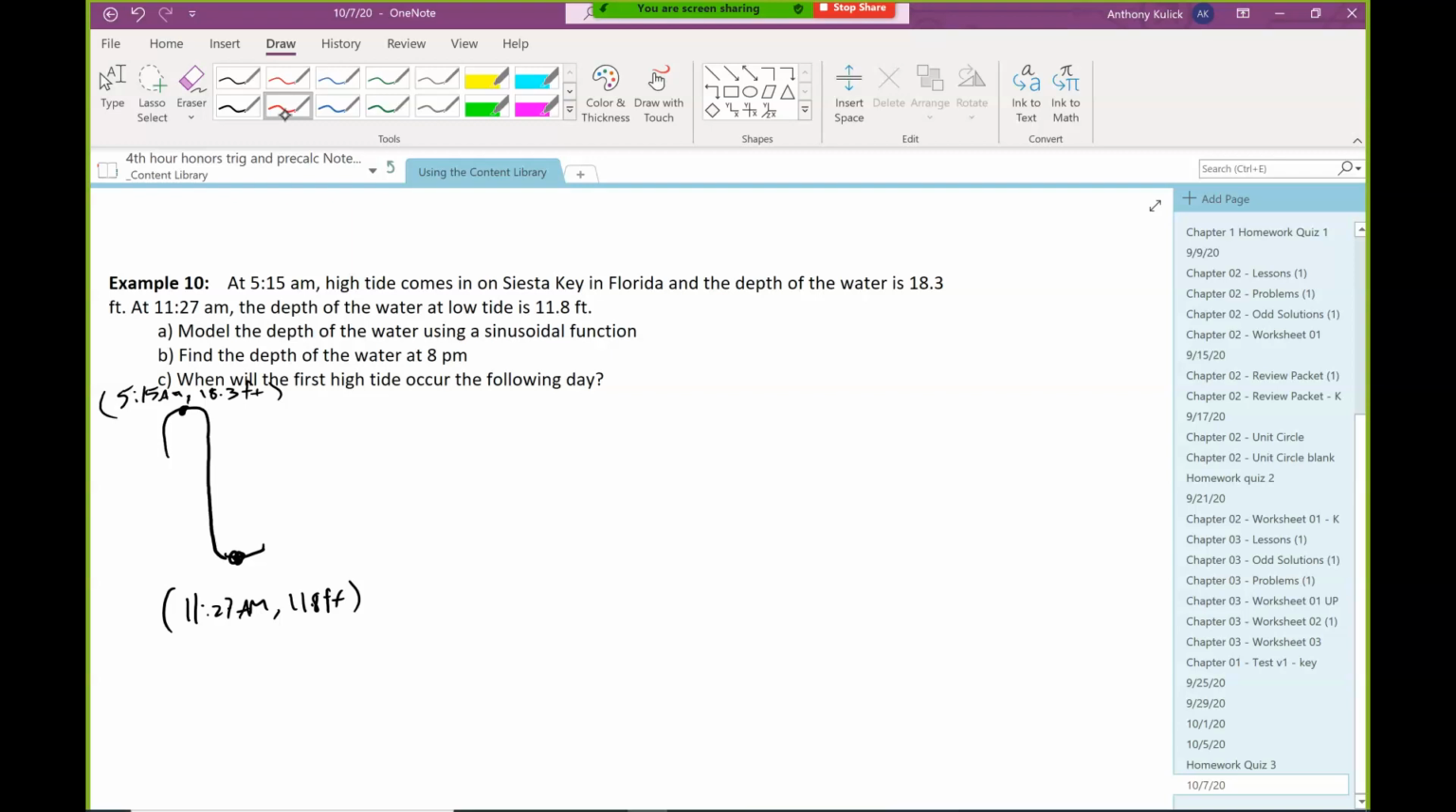All right. So 5:15 a.m. becomes 5.25. And 11:27 a.m., 27 divided by 60 is 0.45, so that's 11.45. Is everybody okay there? So I just converted 15 minutes into a quarter of an hour and 27 minutes into 0.45 of an hour. Okay, so how would I find, say, the k? I would take the x.